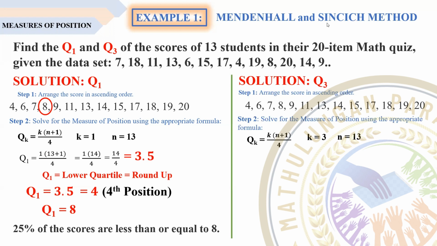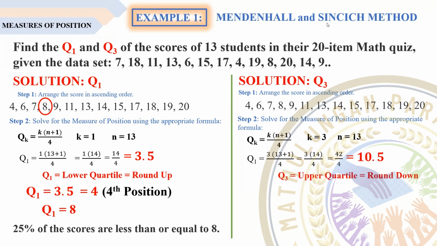Let us substitute the value of k and n sa ating formula. Kaya nagkaroon tayo ng Q sub 3 is equal to 3 times 13 plus 1 all over 4. So 13 plus 1 is 14 times 3, that is 42 all over 4. So 42 divided by 4 is 10.5.